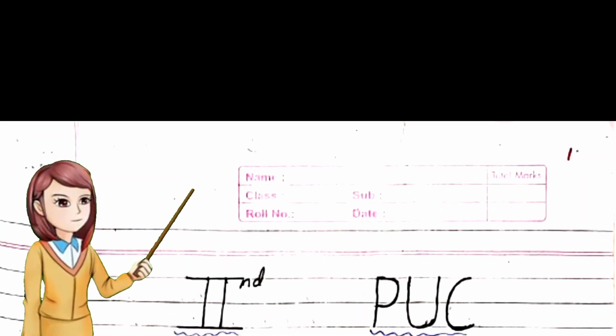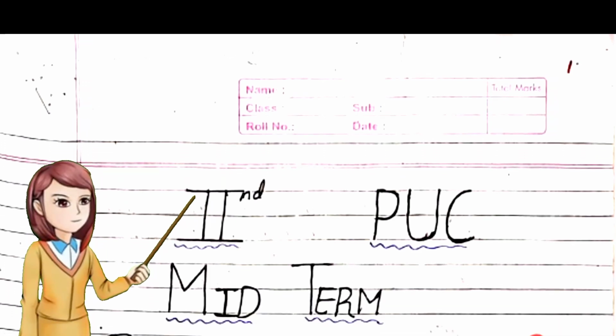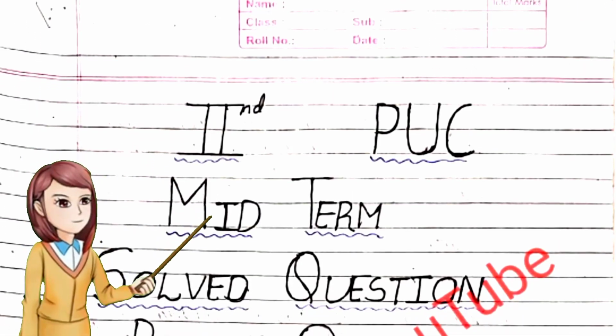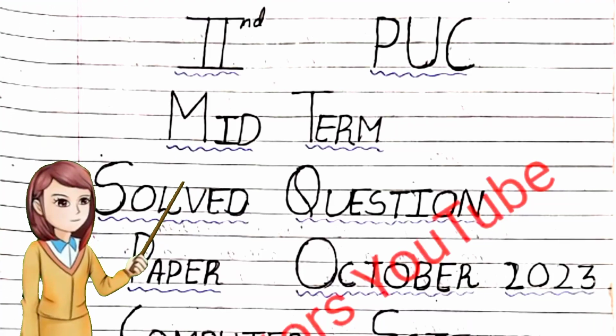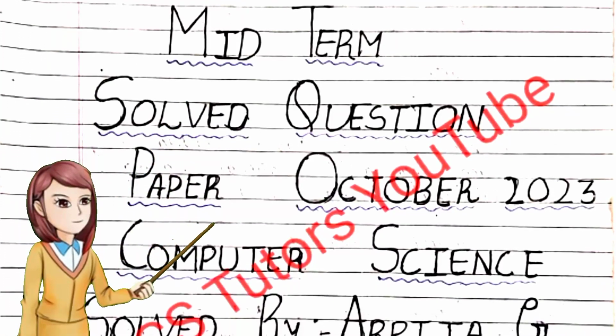Hello dear students, today I am going to present the Second PUC midterm solved question paper of October 2023, Computer Science. Part A, first question.